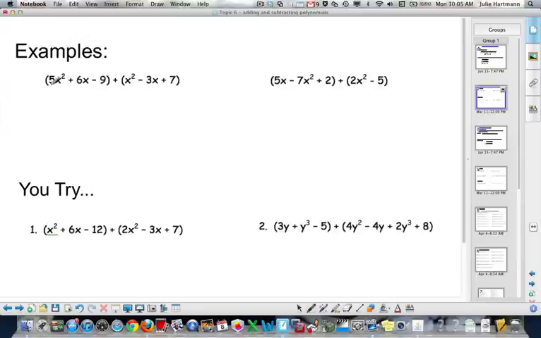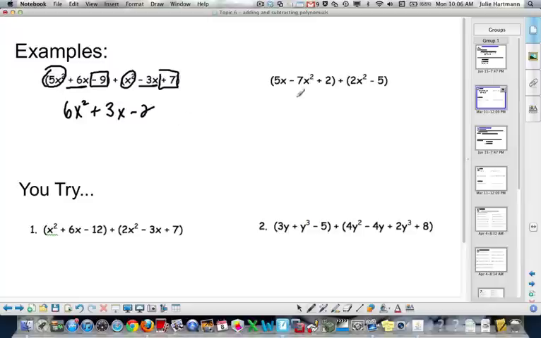So, a couple more examples. This one, I have 5x squared. A like term with that is x squared. So 5x squared plus 1x squared is 6x squared. Then you have 6x plus negative 3x is 3x. And negative 9 plus 7 is negative 2. You want to make sure that you don't forget any terms, which is why I always put shapes around the like terms and make sure eventually I do get everything.